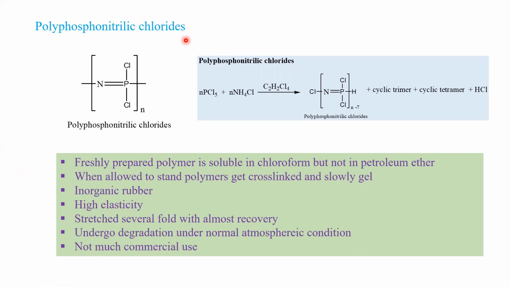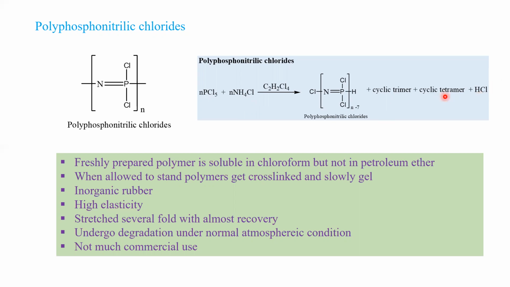Then another one is polyphosphorus-nitrogen compounds, polychlorophosphazenes. This is the general formula of polychlorophosphazene, that is (N=PCl2)n. The method to prepare this polymer: PCl5 is treated with ammonium chloride in the presence of tetrachloroethane. We can get a mixture of polymer, cyclic trimer, cyclic tetramer, and the byproduct is HCl.